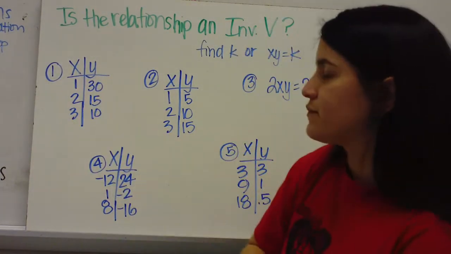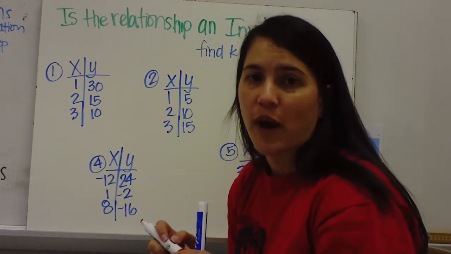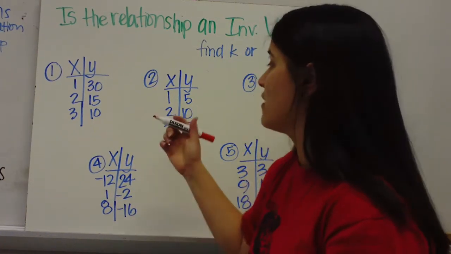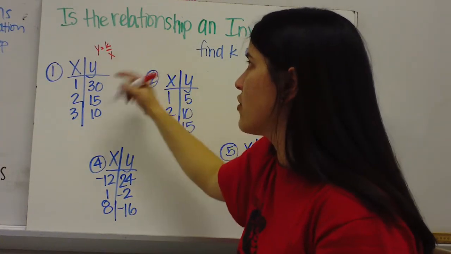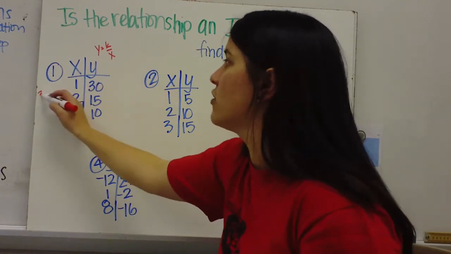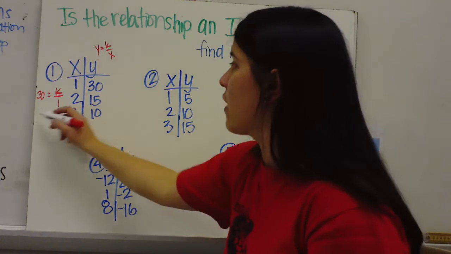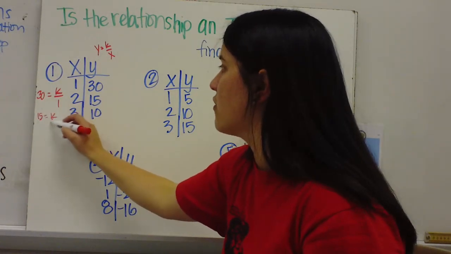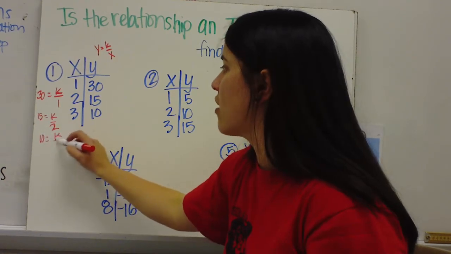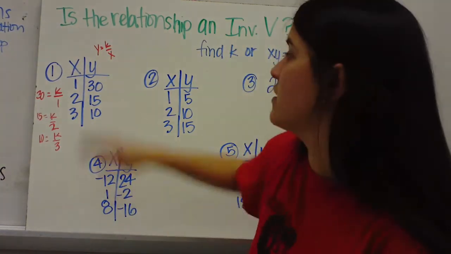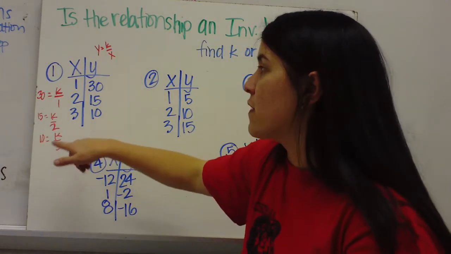So for number 1, to find k, or to see if they would make an inverse variation, we have to write them each in that format. So remember, it's y equals k over x. So if we were to write it, we would have 30 equals k over 1. And then we would write 15 equals k over 2. And 10 equals k over 3. All I've done is I've rewritten these points in the inverse proportion equation.